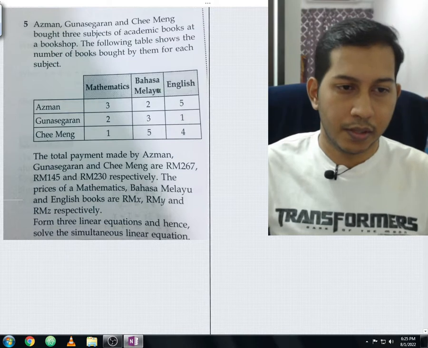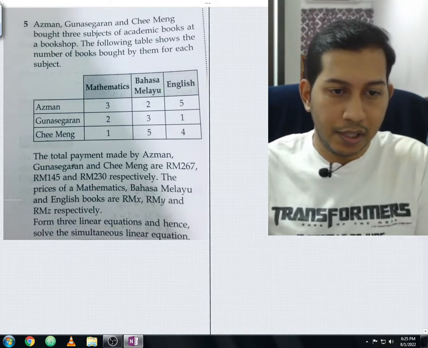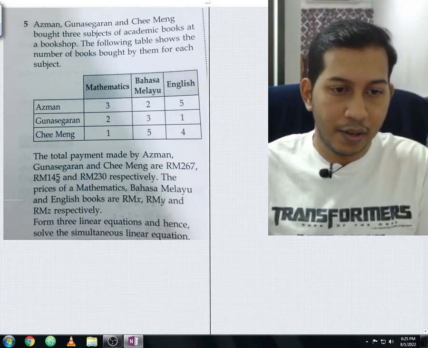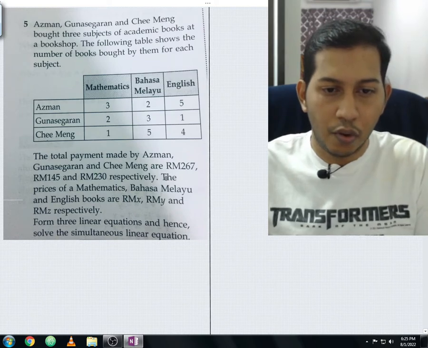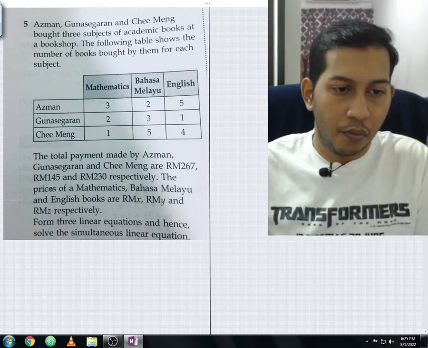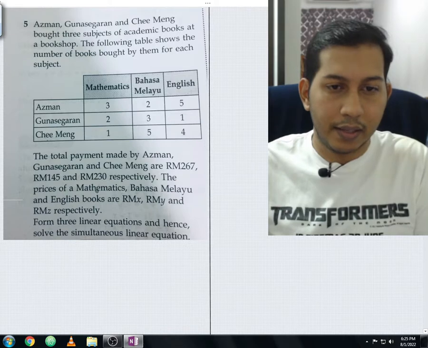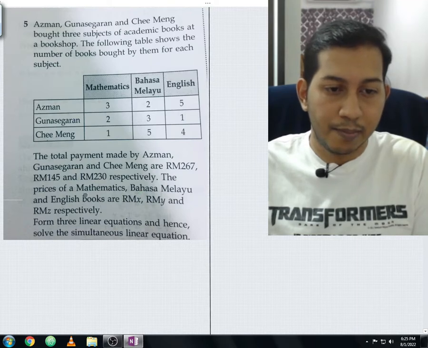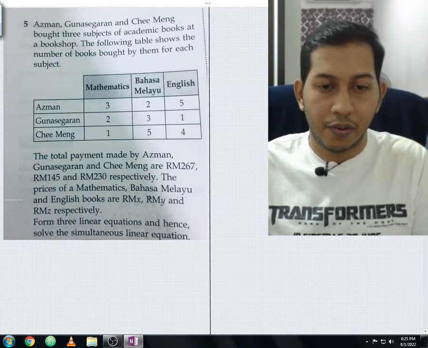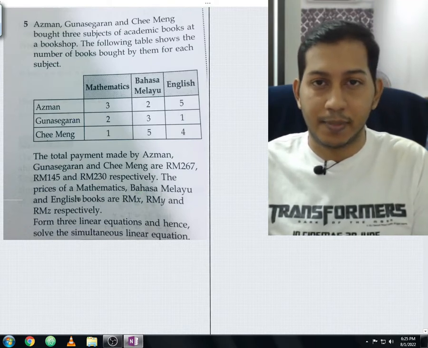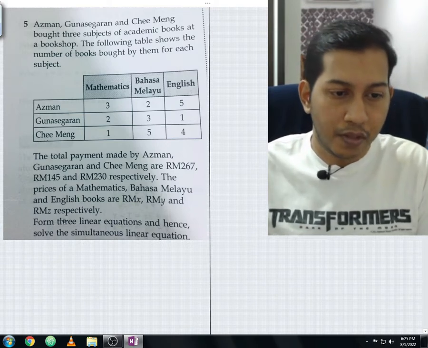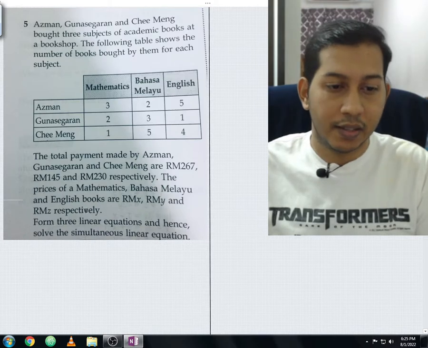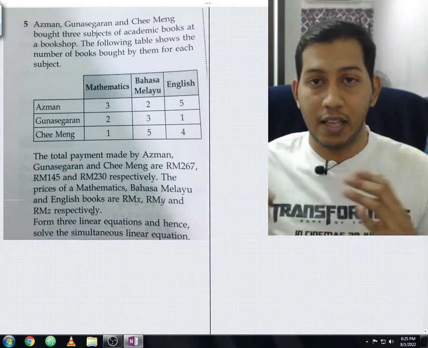Okay, so continue to read the question. The total payment made by Azman, Gunasekharan and Chimeng are 267 ringgit, 145 ringgit and 230 ringgit respectively. The prices of mathematics, Bahasa Melayu and English books are X ringgit, Y ringgit and Z ringgit respectively. Okay, so the question asks to form 3 linear equations and hence solve the simultaneous linear equation.